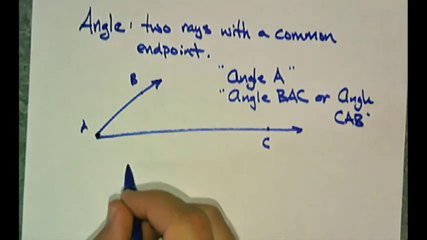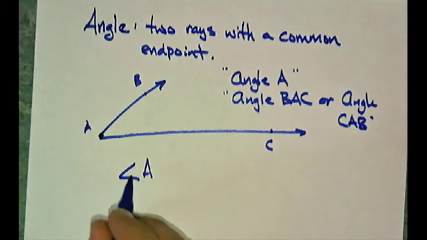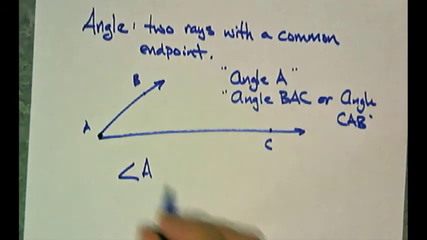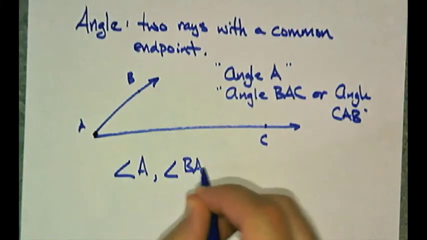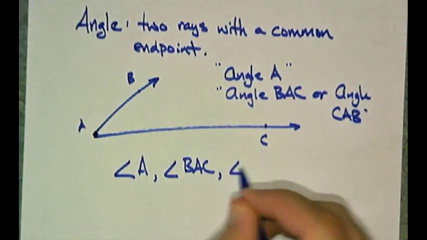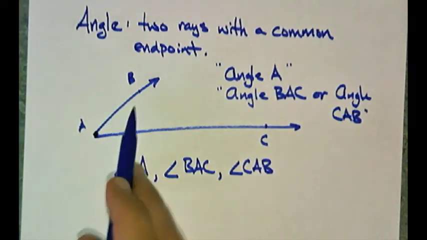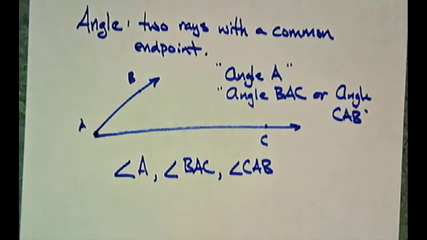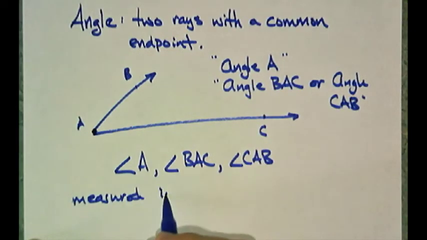Symbolically, this we put angle A, so it looks like that angle right there. Or we can do angle BAC, or we can write this as angle CAB. All of those three are acceptable for that picture. If we're going to measure these angles, we measure these angles in degrees. Okay? Measured in degrees.